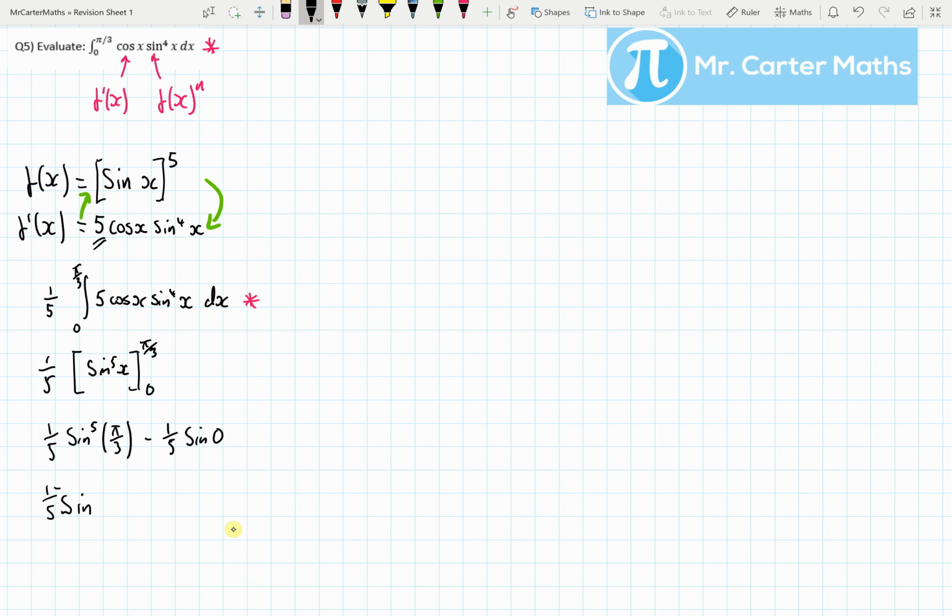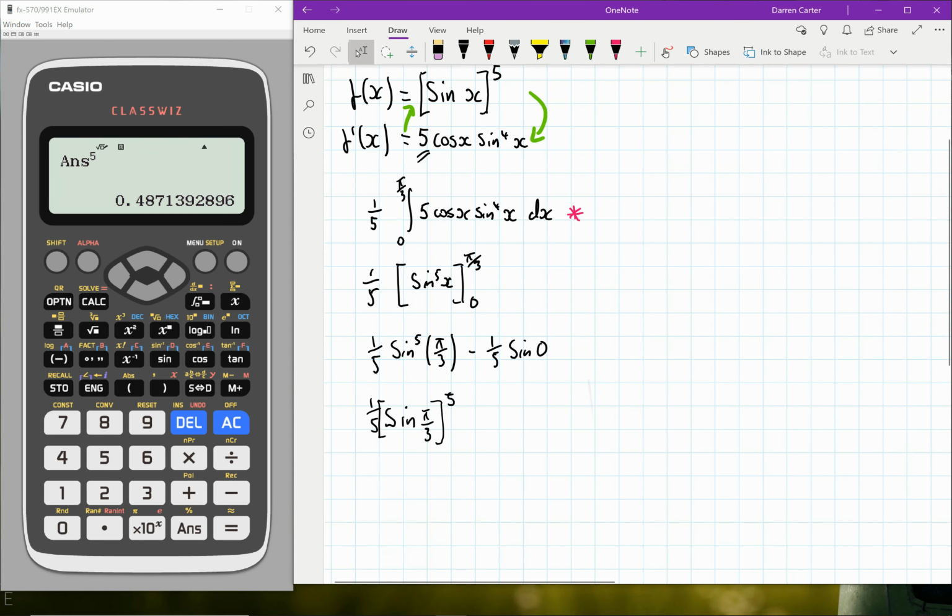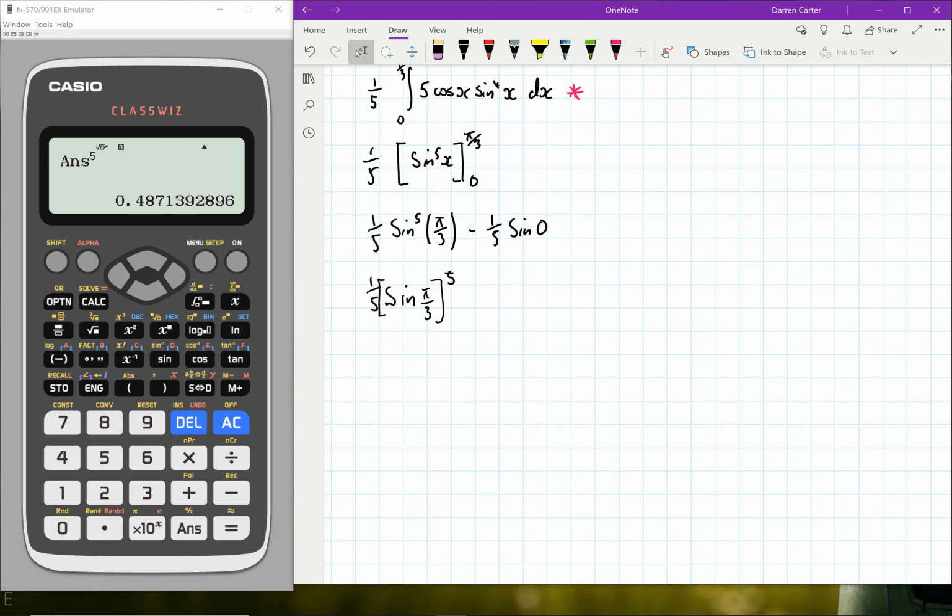Again, I'm just going to think of this as sine of pi on 3 all to the power of 5. If you do that in 2 steps, you'll probably get an exact value because pi on 3 is something we can manage. I'm going to quickly jump to my calculator. Sine of pi divided by 3, which is root 3 over 2. And then I want to raise my answer to the power of 5. It didn't like doing that exactly. Well, we can do that quickly.